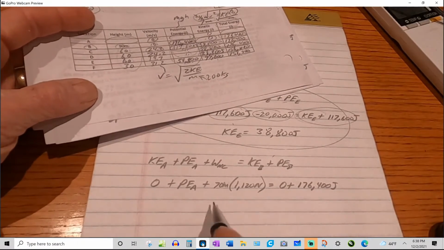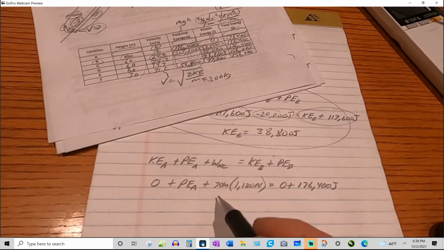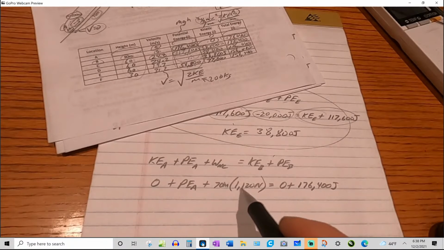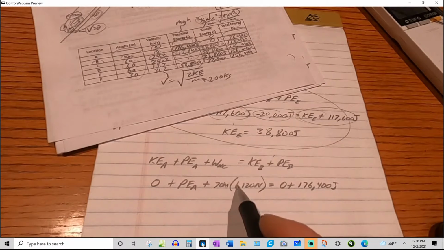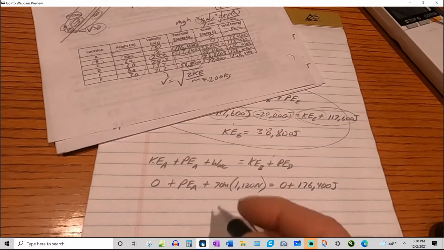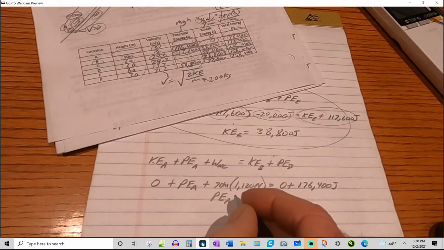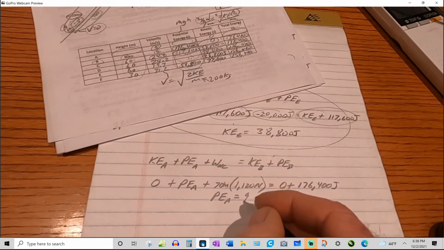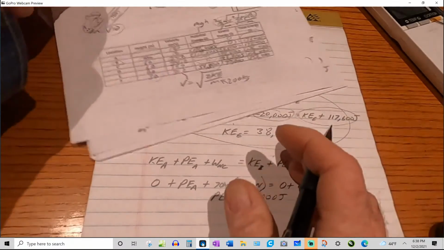All right, so this is a very doable thing. I don't think I've written down this number. It's like 78,000 or something. But if you multiply this together, subtract it from this, then you get the potential energy at A. The potential energy at A ends up being 98,000 joules.